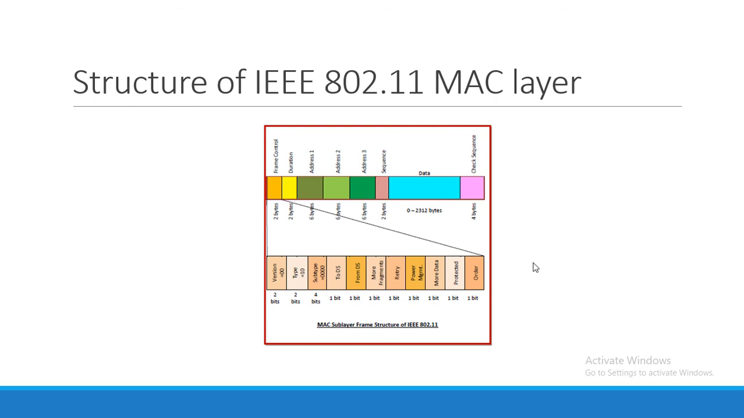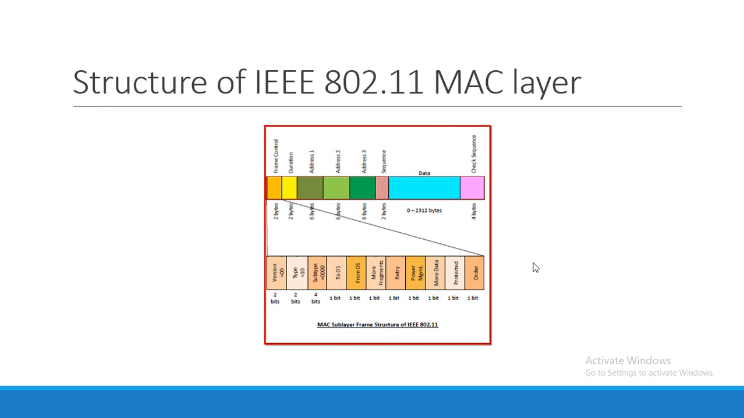And this is the final slide of this video. IEEE 802.11 explains two MAC sublayers, namely the distributed coordination function (DCF) and the point coordination function (PCF). Frame control is a 2-byte starting field composed of 11 subfields. The subfields are protocol version, type, subtype, to DS, from DS, more fragments, retry, power management, more data, protected frame, and order. Duration is also a 2-byte field, and there are 3 address fields which have 6 bytes.